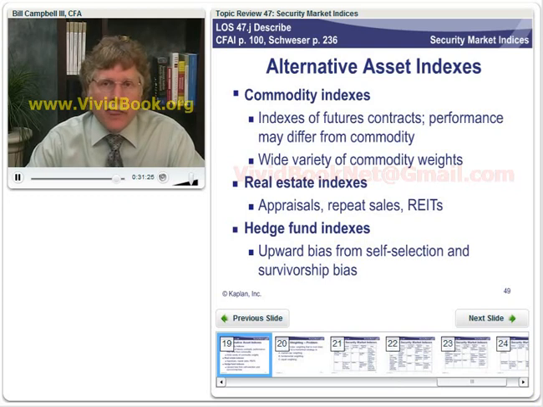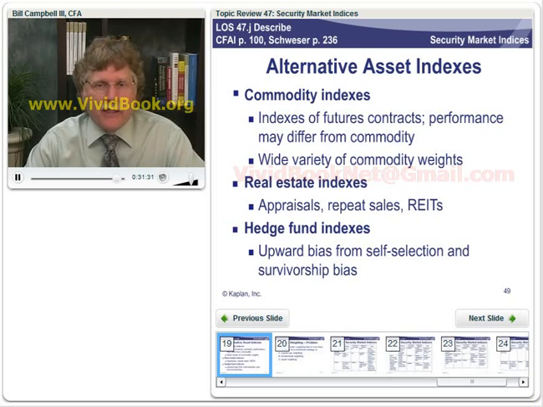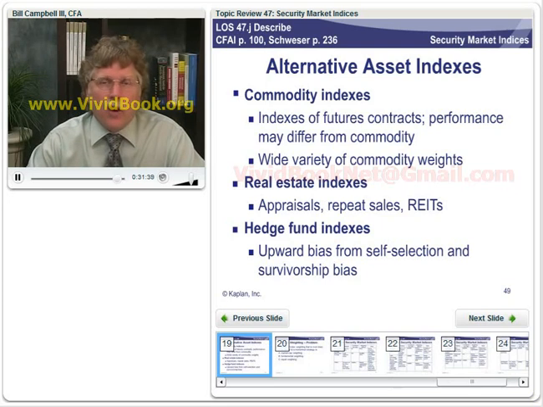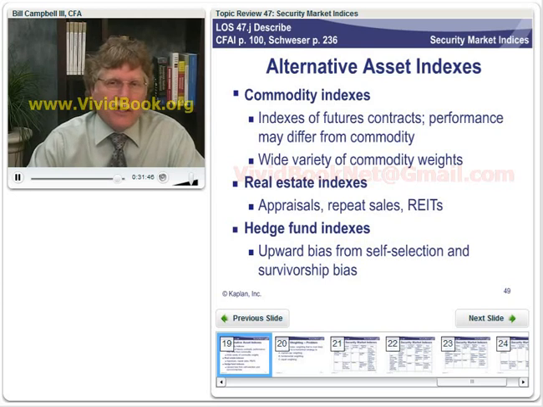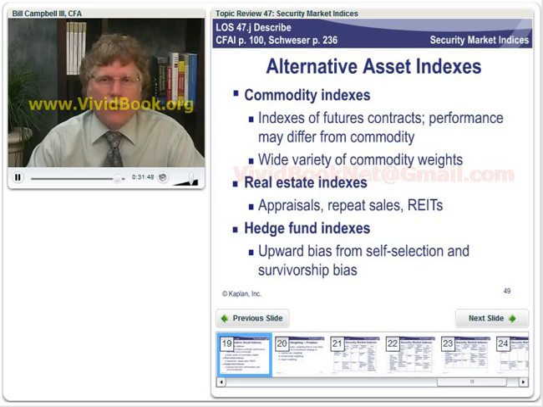Hedge fund indices also suffer from what we call survivorship bias, and that is that the really poor hedge funds that do terribly, well, they go out of business, and so they're dropped. So the hedge funds that remain in the indices are only the good ones, only the best of the best. So you may see an upward bias. You may see higher returns for the hedge funds in an index than you would see in the broad class of hedge funds that exist in the market at any point in time.